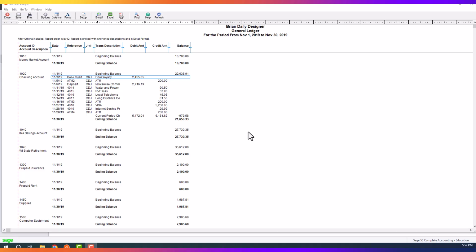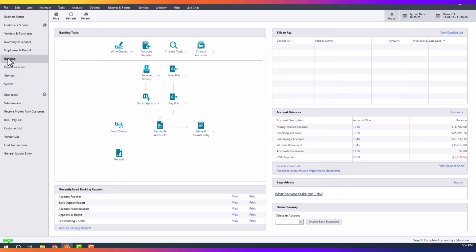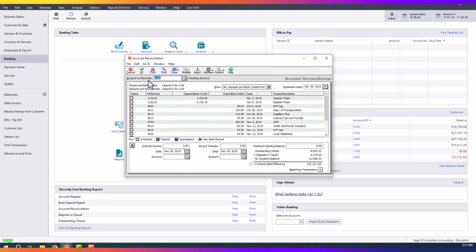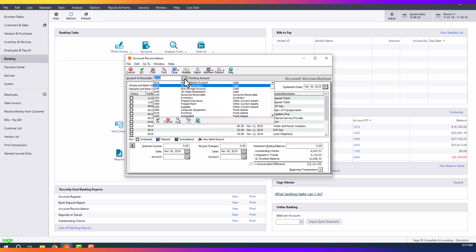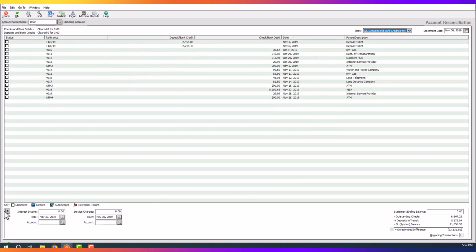So now in the book, they provided us with a bank statement for the month of November. So we're going to reconcile our checking account against that bank statement. So I'm going to close out of this report as well as the report chooser. Make sure I'm on the banking area from the navigational menu, and then I'm going to click on the reconcile accounts button. I'm going to make sure that we're reconciling the correct account by clicking on this magnifying lens and selecting the checking account. I'm going to maximize the screen so I can see it a little better.